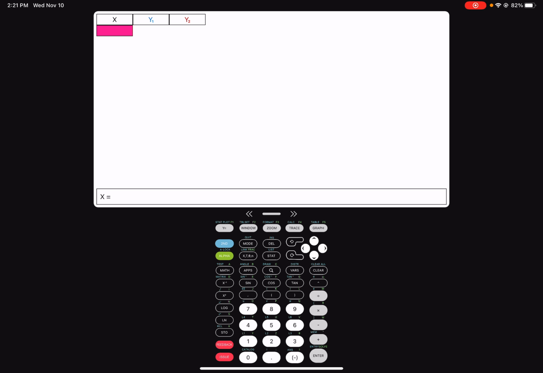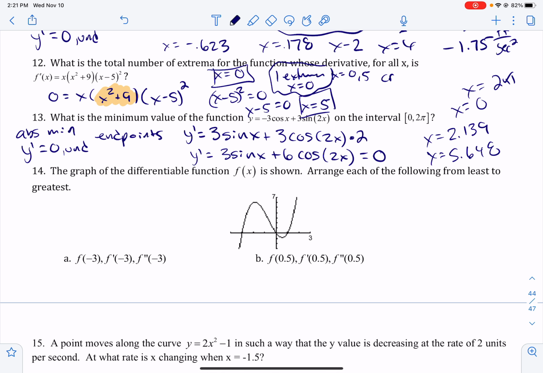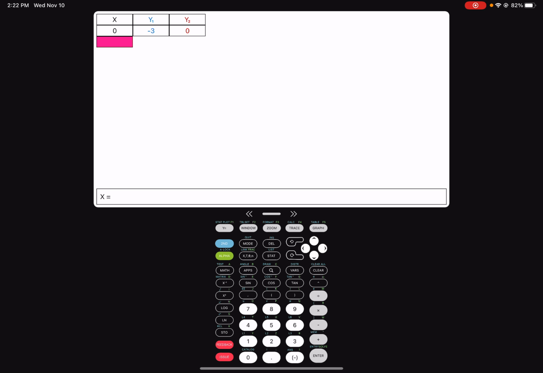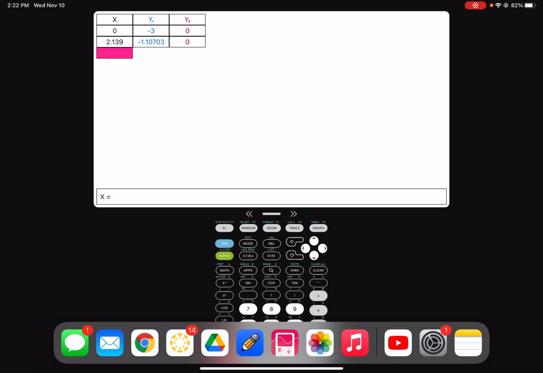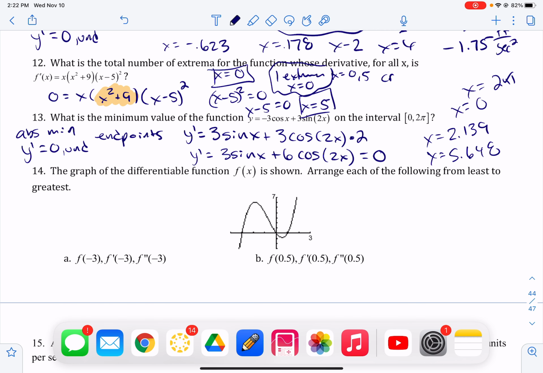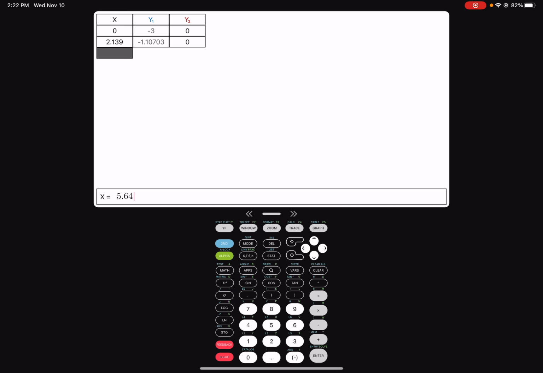So I wanted to check 0. I also wanted to check some weird numbers. 2.139. I also wanted to check 5 something. 5.648. And then I also wanted to check 2 pi. So what I'm looking for is my minimum value, my smallest y value. And I've got -3, -1, -5, -3. So my minimum happens at 5.648. I get a minimum of -5.28.